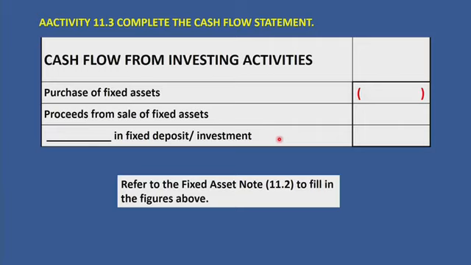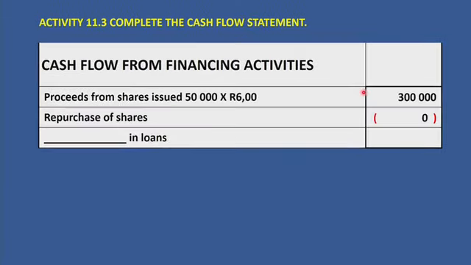We're moving on to the investing activities. Now here I did not do this one because we have done the fixed asset note. So you do this yourself, but in red I indicated that purchase means pay, means bracket or cash outflow.